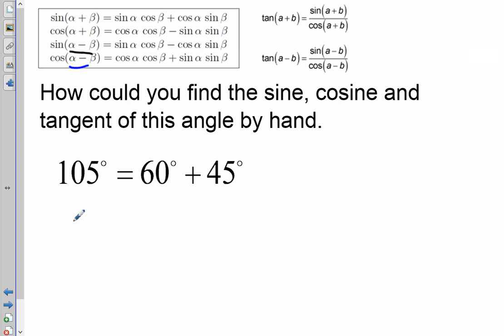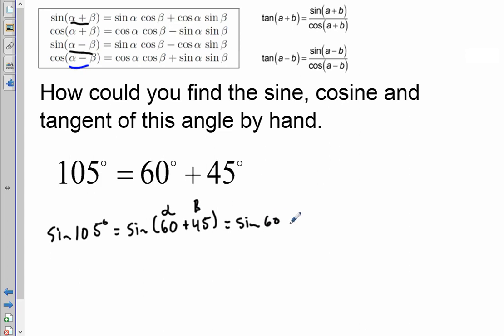So if I want to find the sine of 105 degrees by hand, if I know that 60 plus 45 is 105, I could write it as sine of 60 plus 45 degrees, and now use the sum formula of sine, which would be, remember this is alpha, this is beta, so it'd be sine of 60 times cosine of 45 plus the cosine of 60 times the sine of 45. And there we have it. Okay, so just flip-flopping those two values.